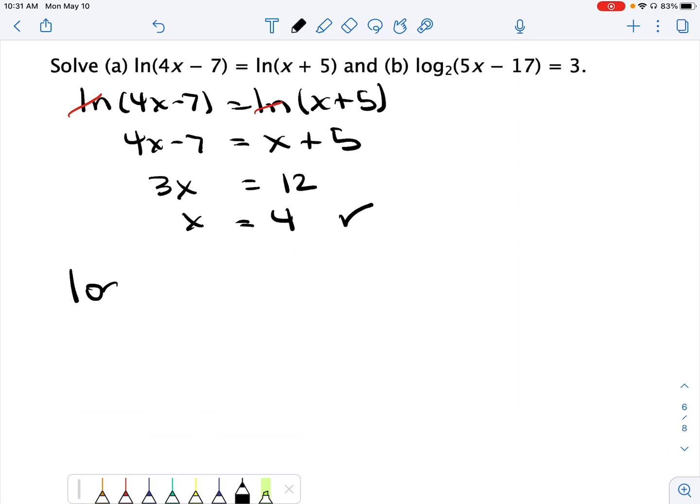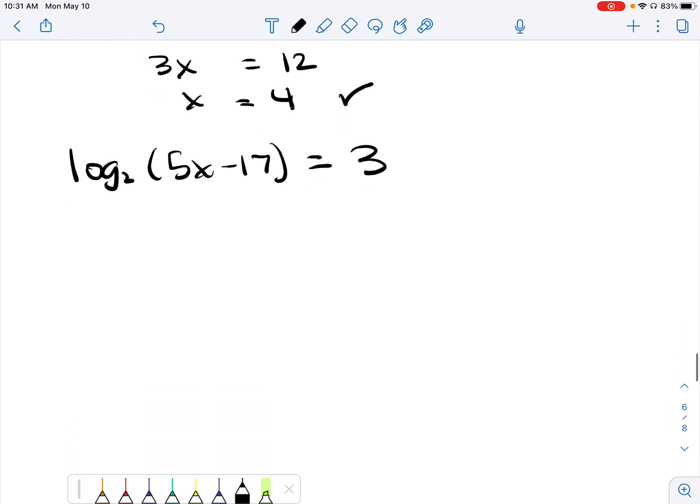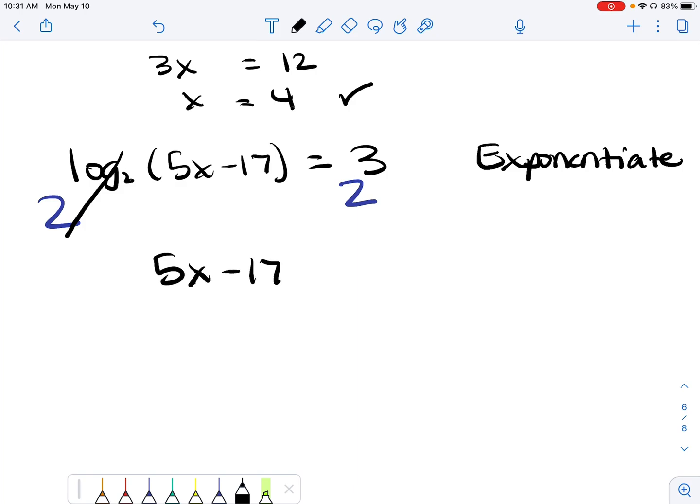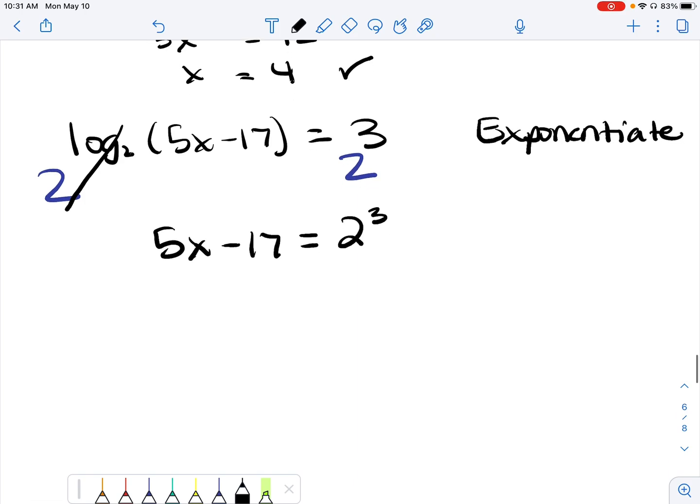Now let's do B. Log base 2 of 5x minus 17 equals 3. Okay, it doesn't have a log base 2 on each side, but what we're going to do is exponentiate, yes, that is a word, exponentiate each side, and we're going to bring them up to the power of 2. And the reason why we do that is because 2 to the log base 2 of 5x minus 17, those two are going to cancel out. So it's going to be 5x minus 17 equals 2 to the third power.